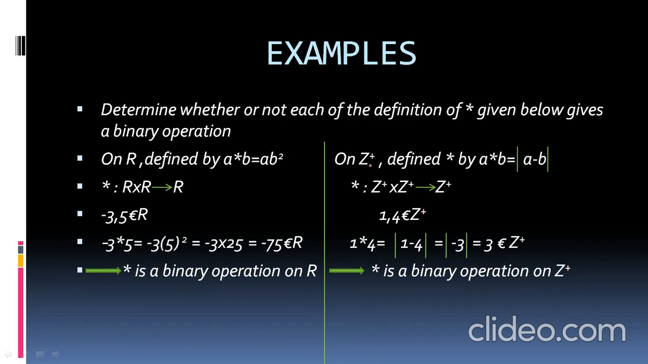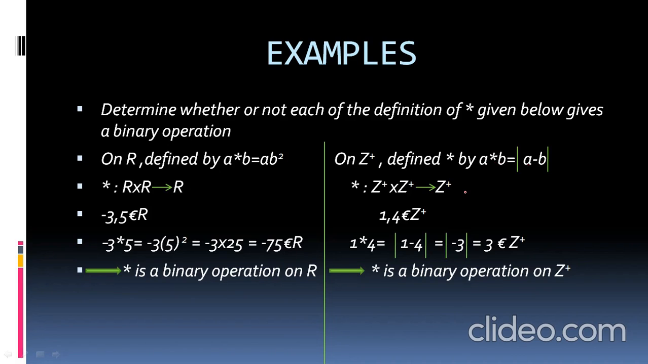The second example says this binary operation is defined on the set of positive integers, defined by a star b equal to mod a minus b. Here the operation on two elements a and b is defined as mod a minus b.